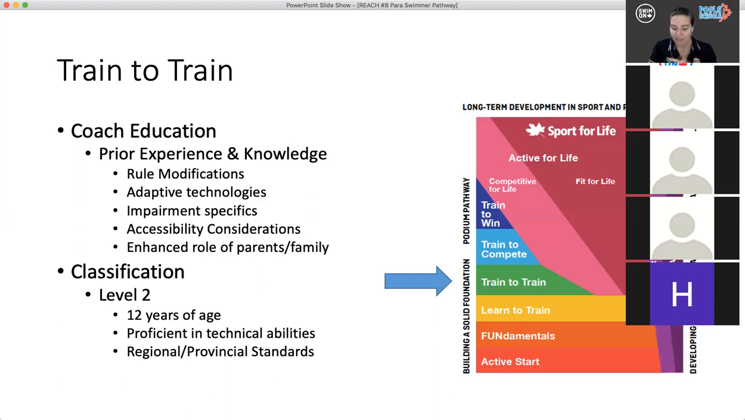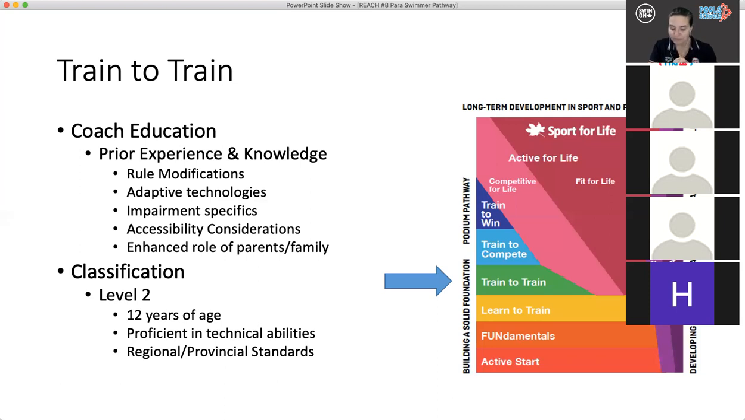We have a level 2 classification coming up in January on the 19th. If people are interested or ready, I should say, ready for their level 2, forms need to be submitted to Swimming Canada by December 22nd. And if you need more information on that, please contact me.